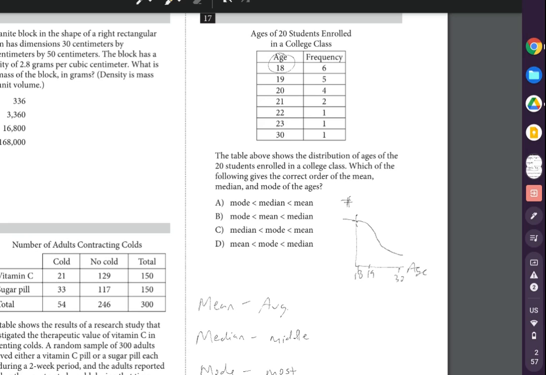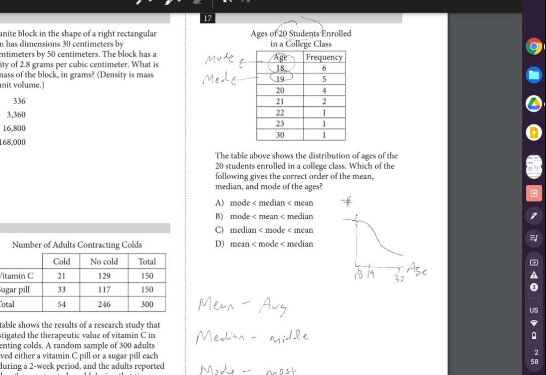So now we have to determine which is greater, the mean or the median. The median can also be determined pretty easily from the table because there are 20 students, right? Another example, you need to read the titles of the tables and the graphs you're given. Those are pretty helpful usually. So we have 20 students, which means the median is right around where there's 10 students. So we can see that the median is equal to 19. So this is the mode, and then this is the median.